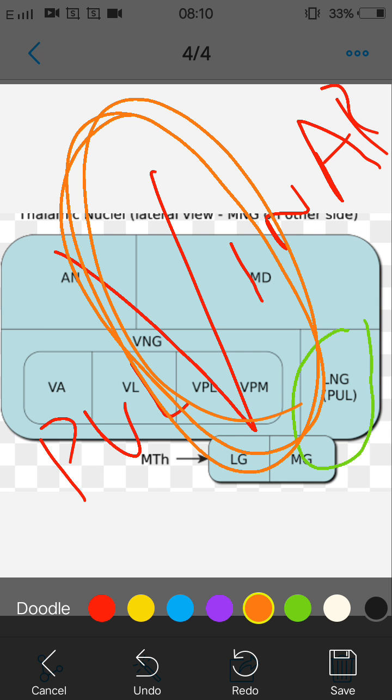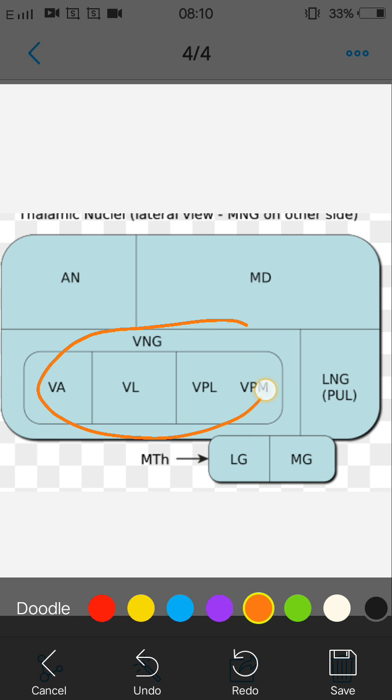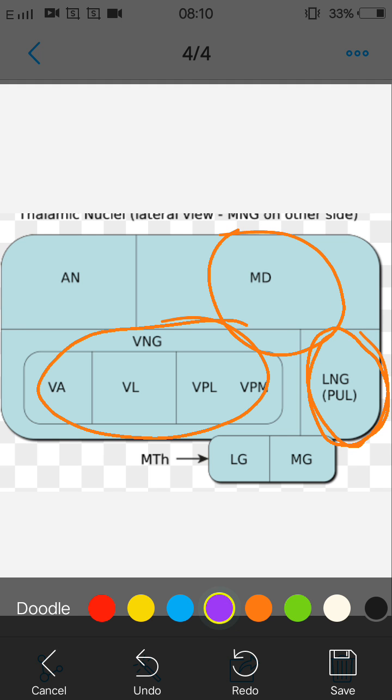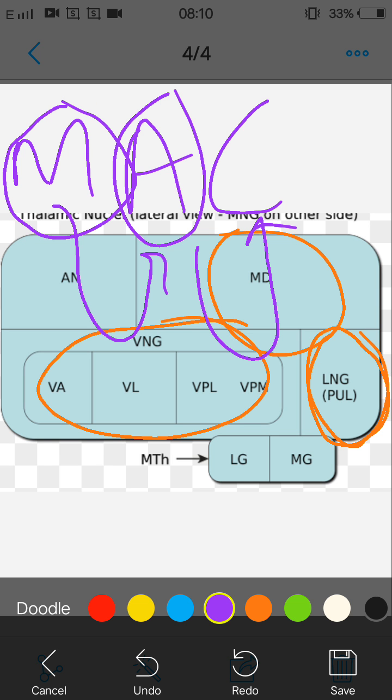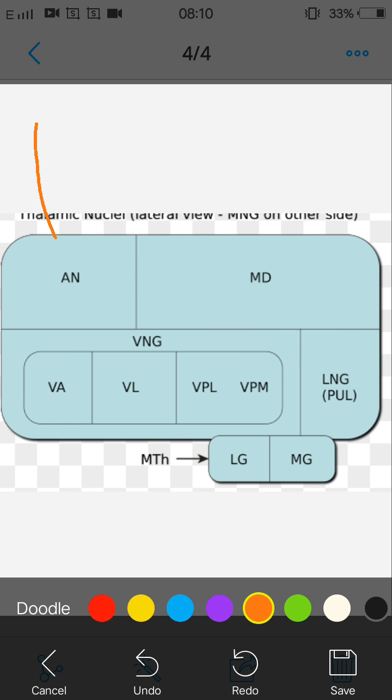One point about each nucleus is more than enough. Just remember this one is associated with the visual system, and this one is associated with the limbic system and emotion. For the anterior nucleus, the mnemonic is MAC. A stands for anterior nucleus, so input is coming into the anterior nucleus and output is going to C. M stands for mammillary body, and C stands for cingulate gyrus. So it is coming from the mammillary body, relaying in the anterior nucleus, and then going into the cingulate gyrus.